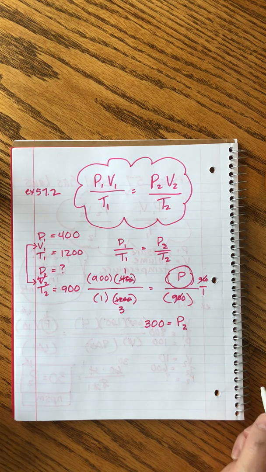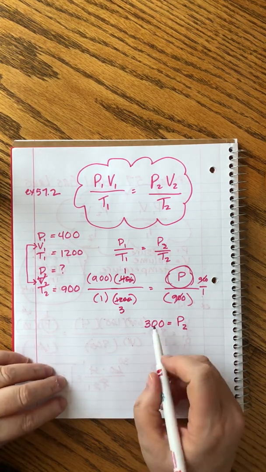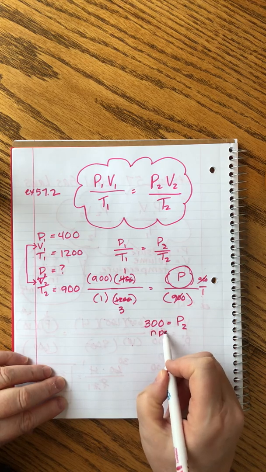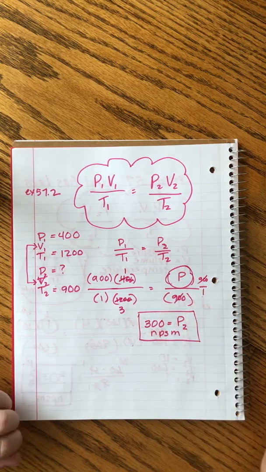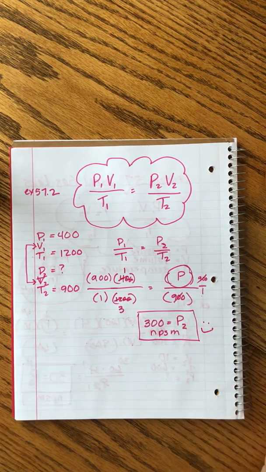Yay, that's the right answer. Our previous one was correct too. I don't think I said that. So that newtons per square meter is what we're measuring in again. Yay! We did it right.